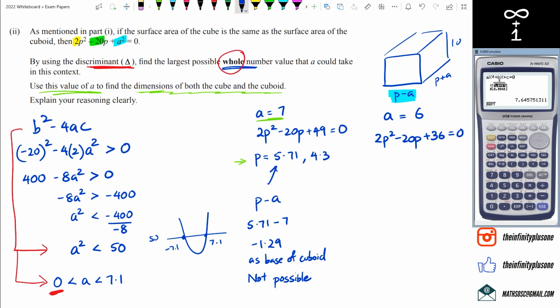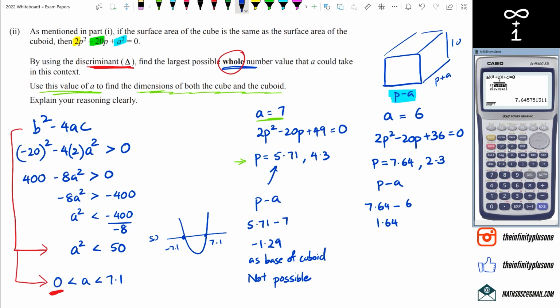We've got our two values for p. Our first one is 7.64, and our second value is 2.35. Yeah, 2.35. So we're going to look at which one is the largest value. It's 7.64. So if we do p minus a, we're going to get 7.64 minus 6, which gives us 1.64.